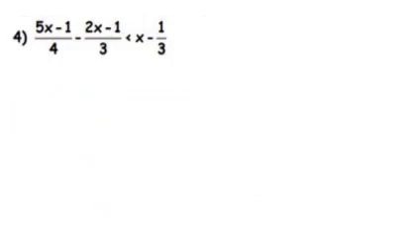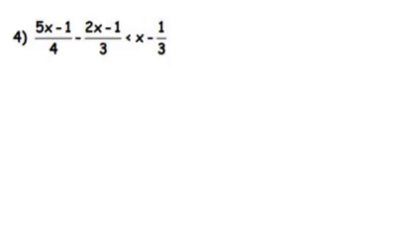And now the last exercise, we have 5x minus 1 over 4 minus 2x minus 1 over 3 is less than x minus 1 over 3. I always advise you, when you have a fraction, to make all the denominators common. So you do a common denominator for all the fractions. So you multiply the first fraction by 3 and the second fraction by 4.